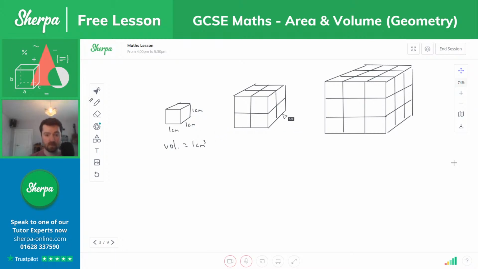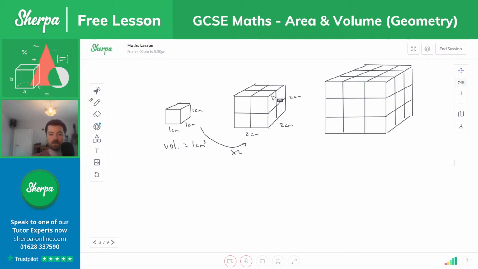We could do a similar thing again for our larger cube. So my linear scale factor is going to be a scale factor of 2, isn't it? Because I've now got a base of 2, a depth of 2, and a height of 2. So I'm multiplying my original cube by a linear scale factor of 2.